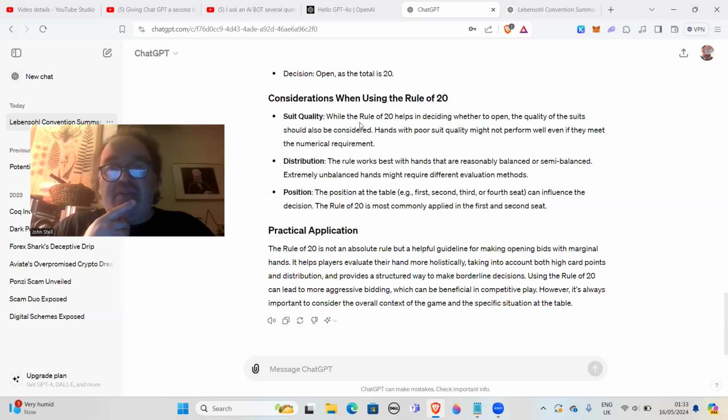Position. The position at the table, your first, second, third, or fourth seat, can influence the decision. The rule of 20 is most commonly applied in the first and second seat. Yeah, okay, fair enough. I'm not sure about this second one.